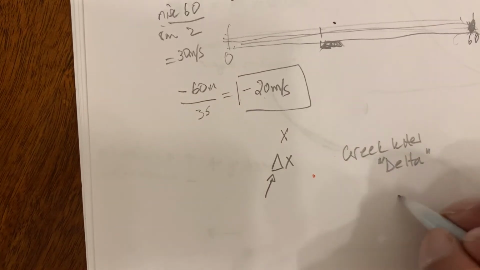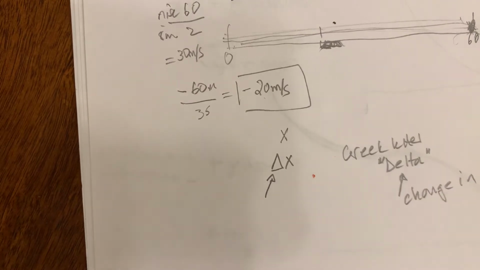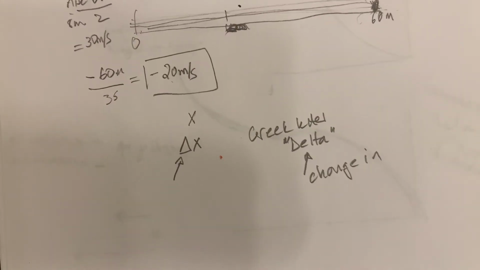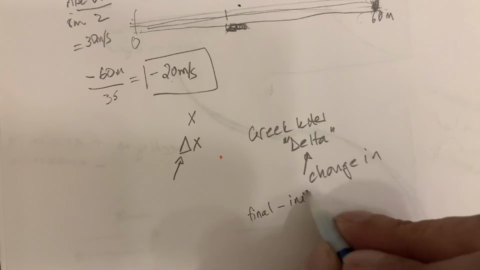So it's a fancy way of saying change in. That's all that is. Okay? So now you can sound all cool and sciencey by saying, oh, it's delta x. But delta just means a change in position. And that just means change in anything is always final minus initial.